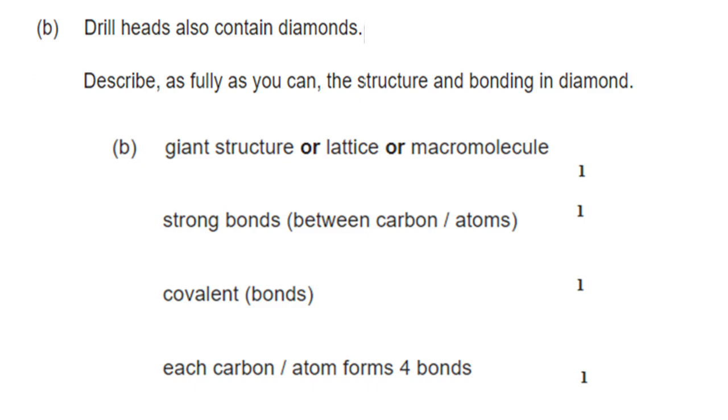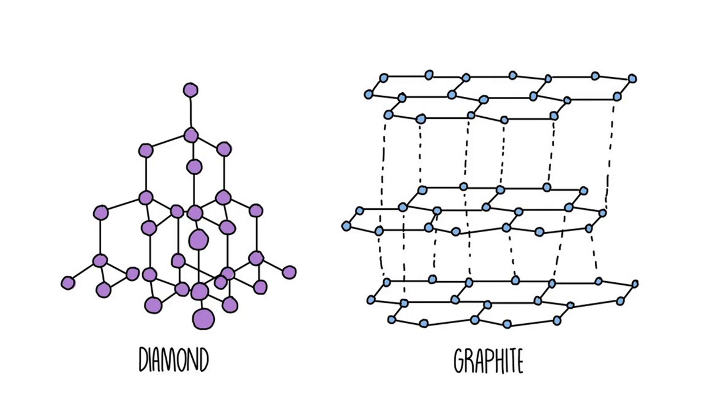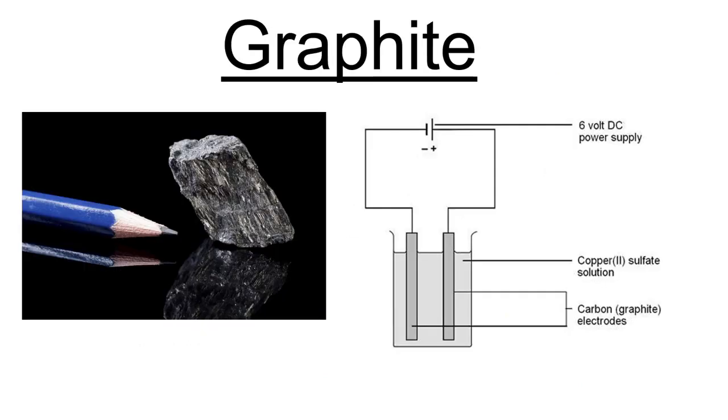So, here's a typical exam question. There you go. Giant covalent lattice. Now let's talk about graphite. Graphite's kind of the opposite, okay? It's soft and it does conduct electricity.